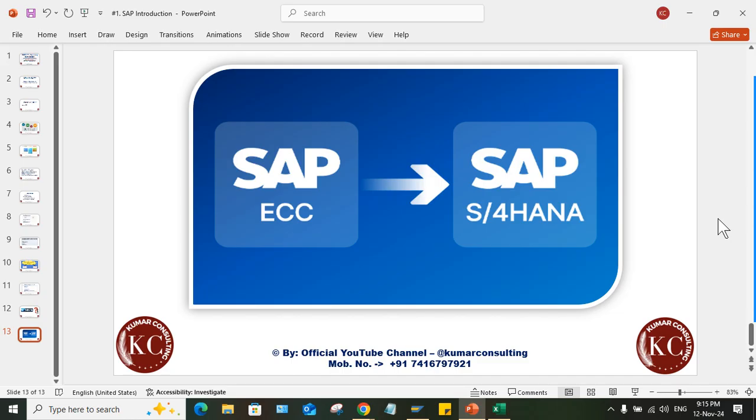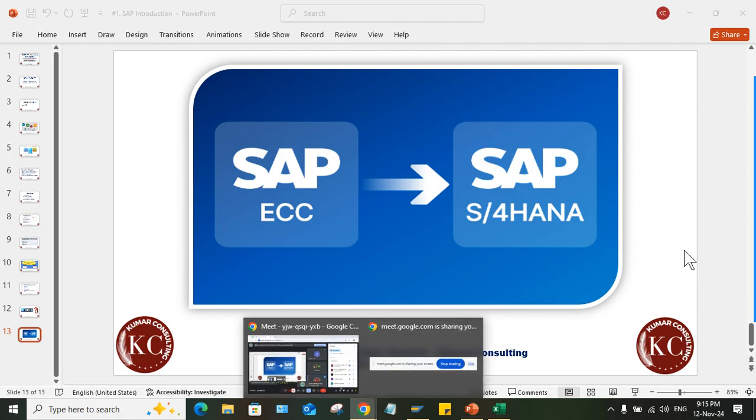Then ECC was introduced after that. ECC 4.7 was there, then ECC 5.0 came, then ECC 6.0 came. Then SAP said, if this is the case, then 7.0, 8.0. So instead of that, SAP stopped at ECC 6.0 itself, and they added EHP: ECC 6.0 EHP1, EHP2, EHP 3, 4, 5, 6, 7, 8. So the ECC version was there till EHP 8. That is the name of the version.